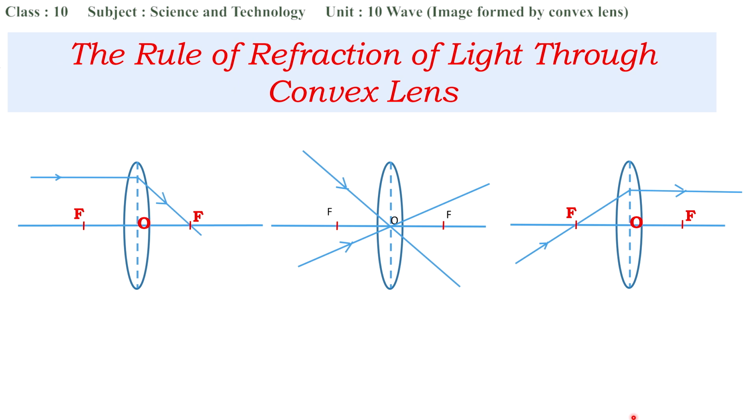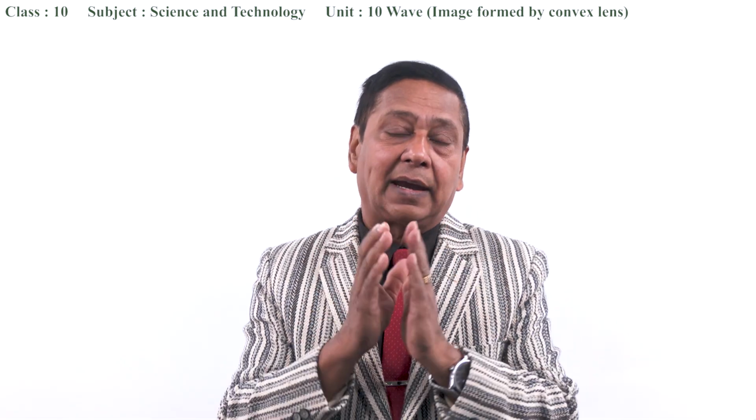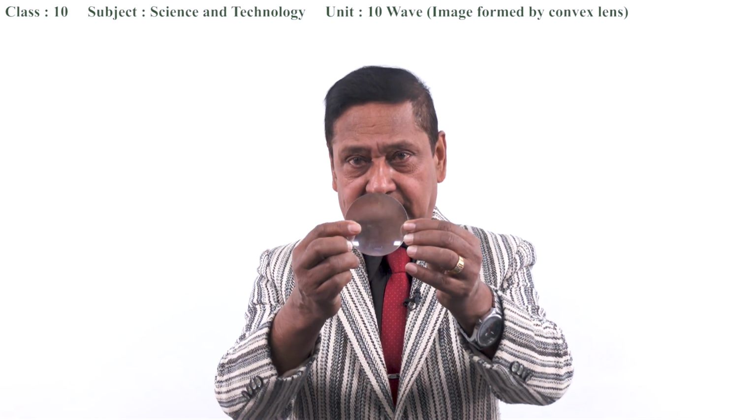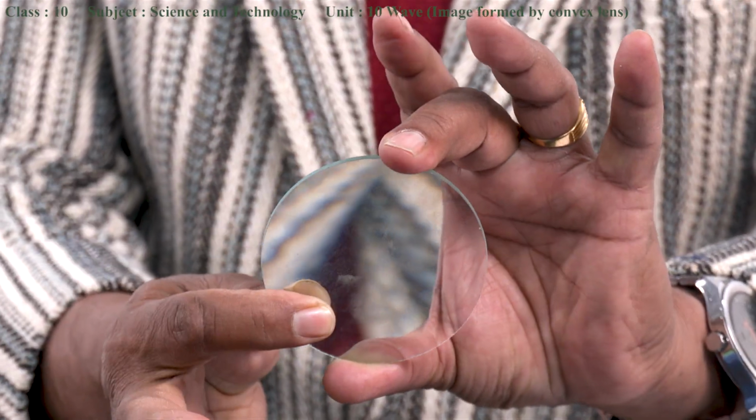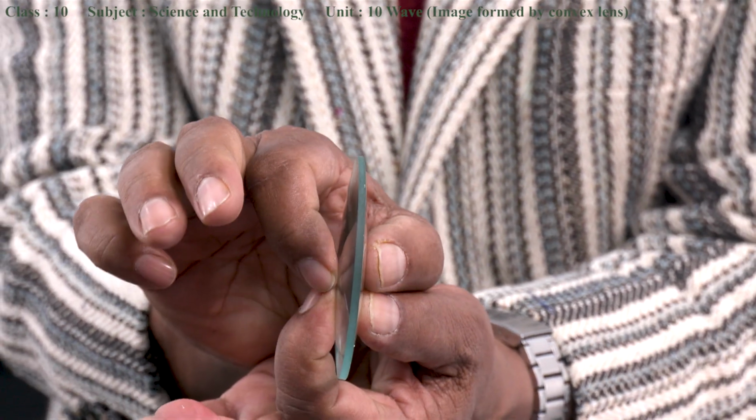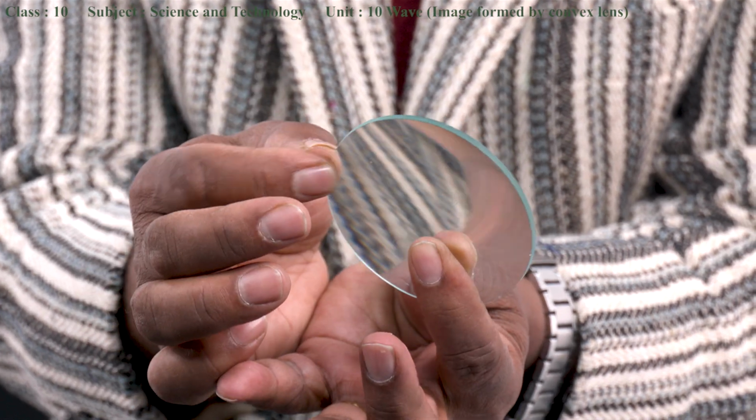Okay, now let's talk about the image formed by convex lens. I want to show you one convex lens. Look at this, this is convex lens. And this lens is thicker in the middle. Look at this, the middle part is thick. It is thicker in the middle and thinner at the edge.